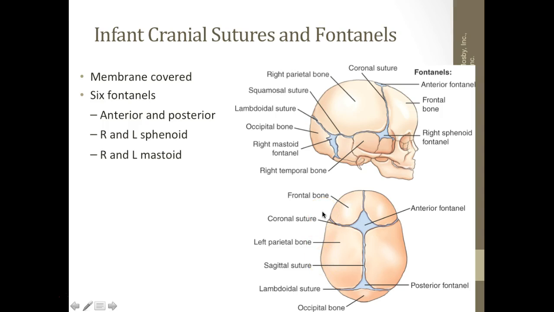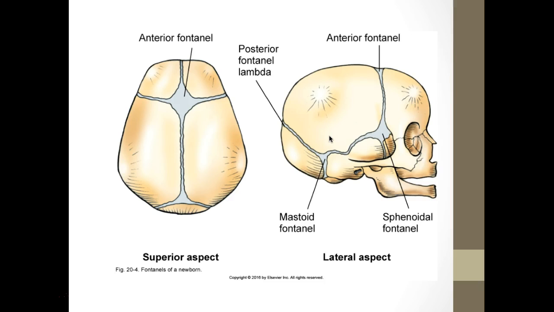With kids, we have fontanels. So we have anterior and posterior fontanels, right and left sphenoid fontanels, and right and left mastoid fontanels. So the anterior fontanel is here, the posterior, so you can see here anterior fontanel, posterior fontanel, you have your occipital bone, your parietal bones, frontal bone. So when we look here, here's your anterior fontanel, your right sphenoid fontanel, because here's your sphenoid bone, here's your temporal bone, and back here is your right mastoid fontanel. So there's right and lefts on those.